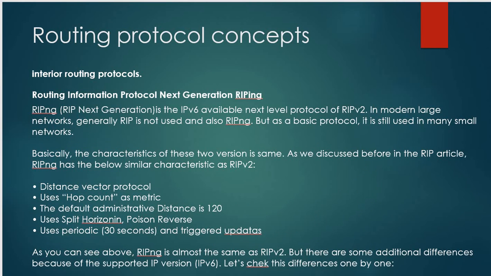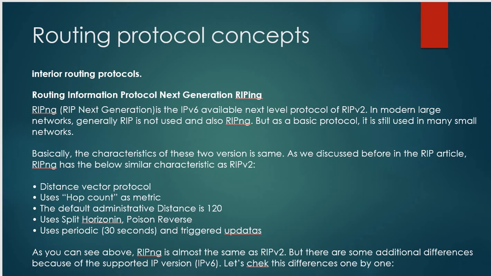Okay, let's move on to RIPng, RIP next generation. RIPng is the IP version 6 compatible, next-level protocol of RIP version 2. Version 2 does not have compatibility with IP version 6.